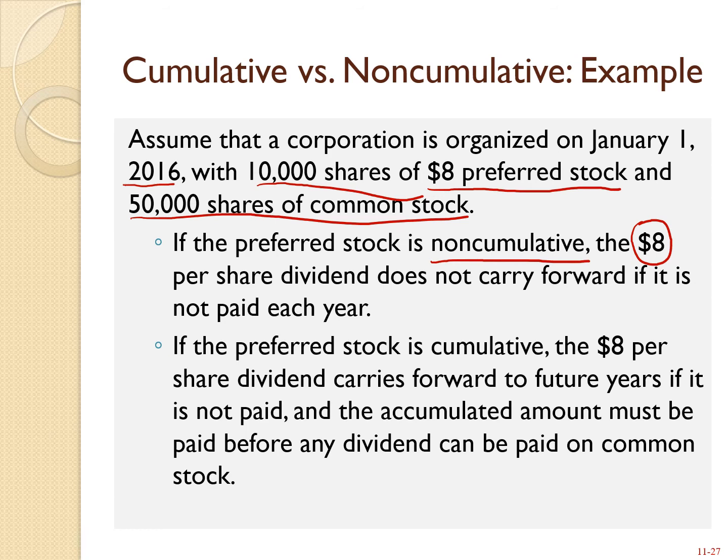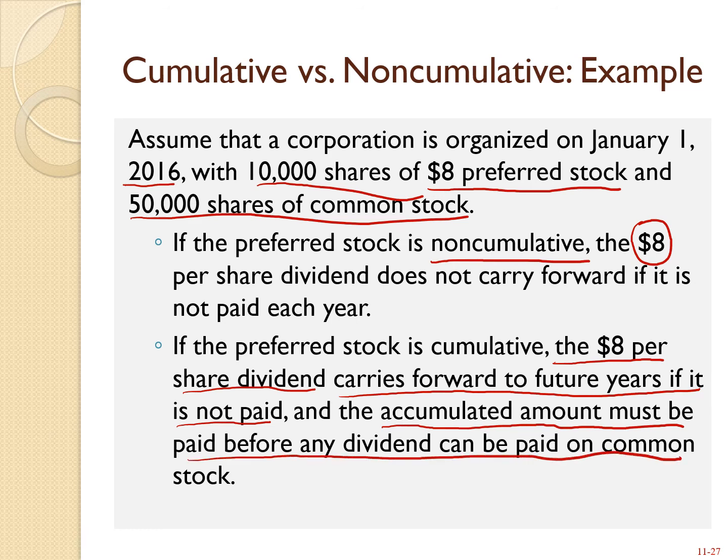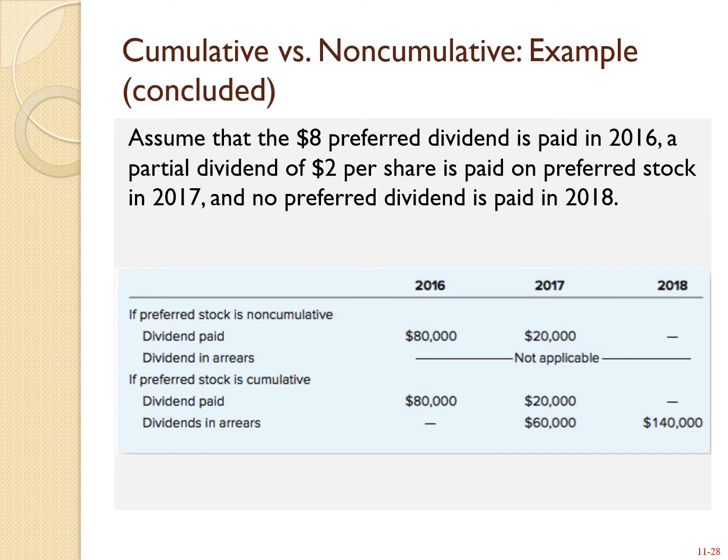If the preferred stock is cumulative, the $8 per share dividend carries forward to future years if it is not paid in the current year. So in year 2, you will have to pay for year 2 and year 1, given that in year 1 you did not pay. The accumulated amount, which is dividends in arrears, must be paid before any dividend can be paid to common stock. And this is, again, a privilege for preferred stocks, and this is why it usually has a higher price. So this is the example when you have a non-cumulative option for dividends and when you have a cumulative option in dividends.